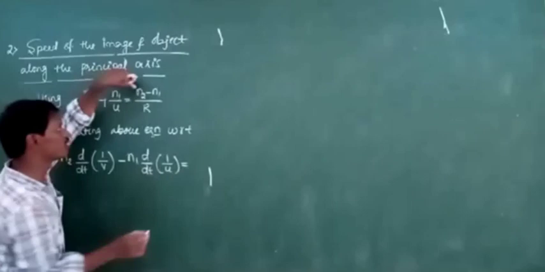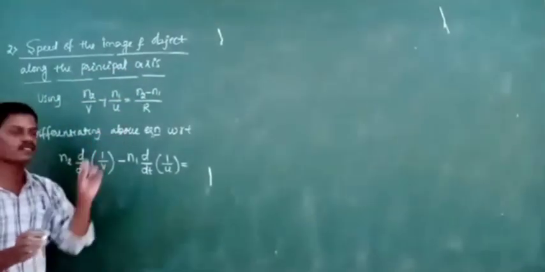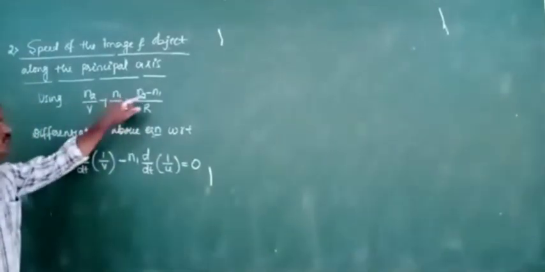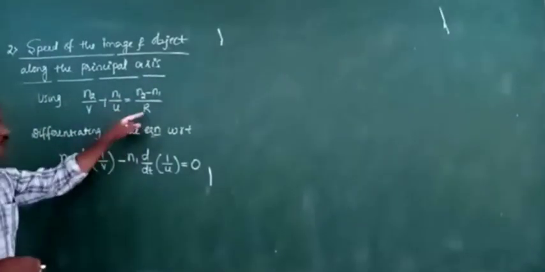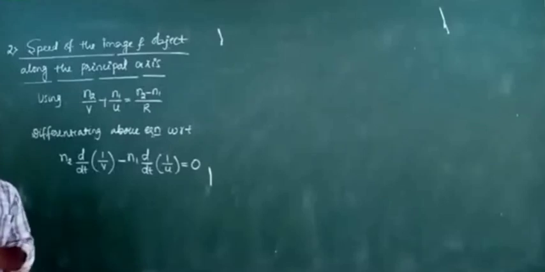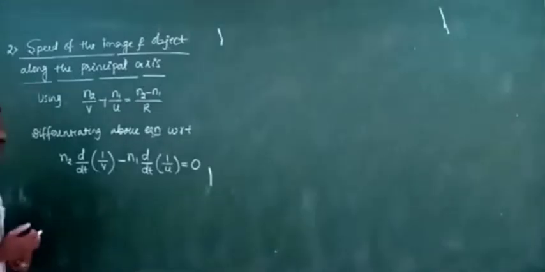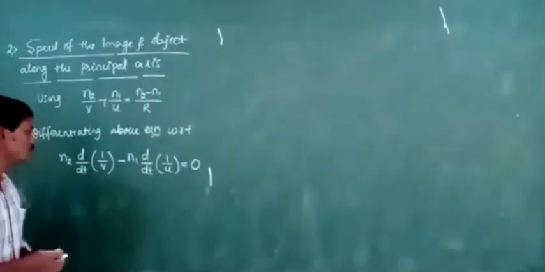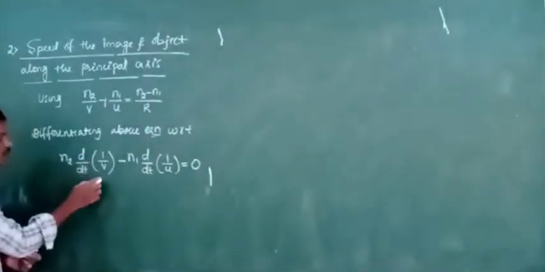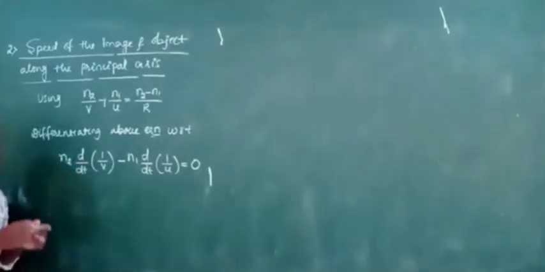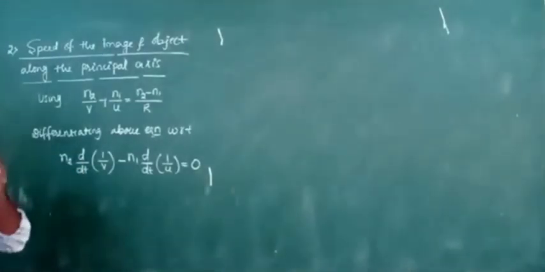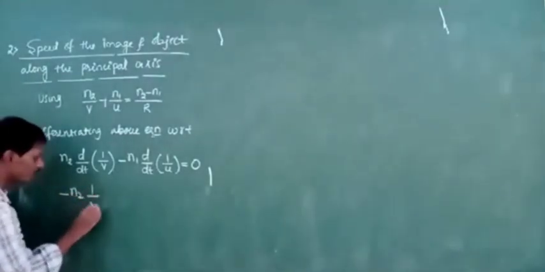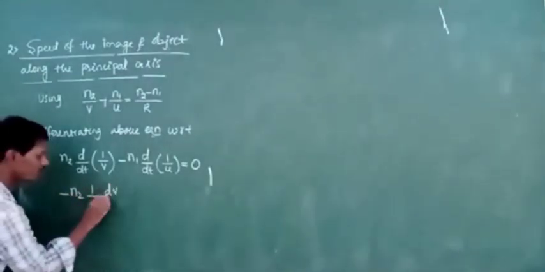That is equal to the differentiation of this constant with respect to time, which is 0. Why? Because even if there is a change in time, the refractive indices of the whole media are constant, and also the radius of curvature of the spherical refracting surface is constant. That is why the differentiation of any constant with respect to time is always 0. What is the differentiation of 1 by v with respect to t? That is minus of 1 by v square dv by dt.